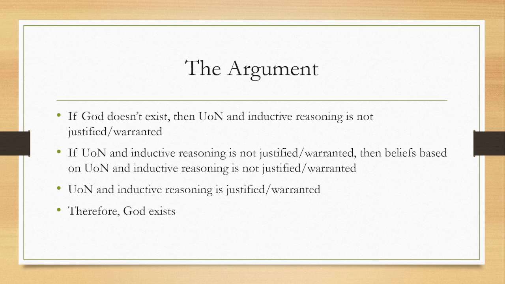If God doesn't exist, then uniformity of nature inductive reasoning is not justified or warranted. If uniformity of nature inductive reasoning is not justified or warranted, then beliefs based on these principles are also not justified or warranted. But they clearly are justified and warranted. I mean, when we do scientific research, when we test things, we learn new things about the world. We really do learn and know certain things about the world. And so it means that God has to exist, right?